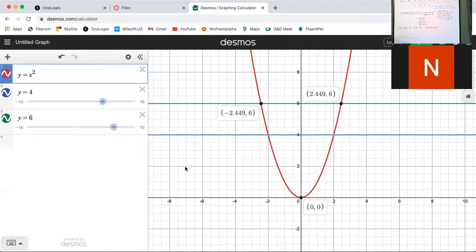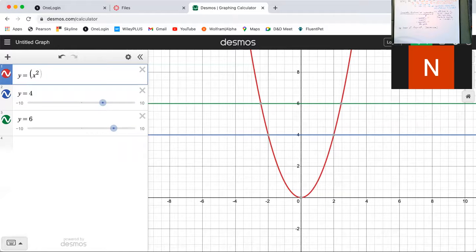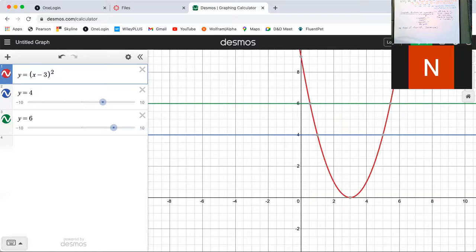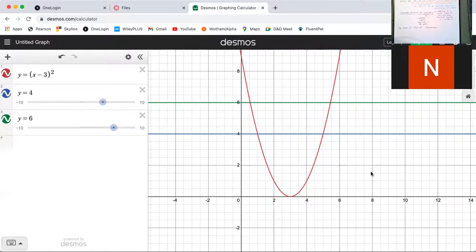Now, if I move the graph from left to right, let's move the middle of the graph to, let's say, x. So notice that if I change the x to an x minus 3, the middle of the graph is now at 3, 0. And the 2 points where y is equal to 4 are at x equals 1 and x equals 5. Those are both still 2 units away from 3.